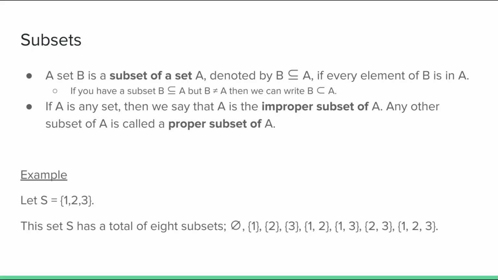But let's say you have a subset B of A, but B and A are not equal, that they don't have the exact same elements. Then we can get rid of that line underneath and say that B is a proper subset of A.